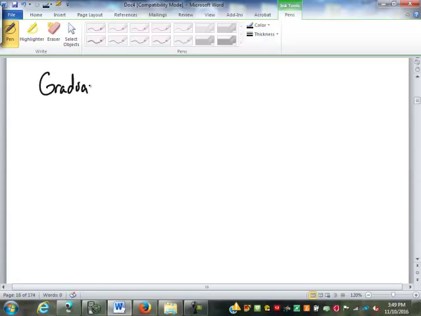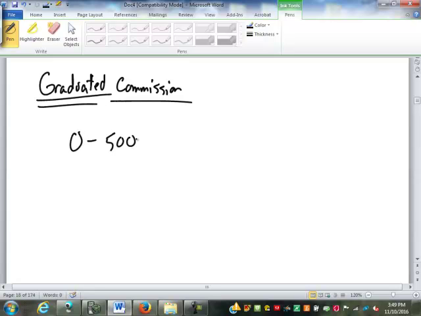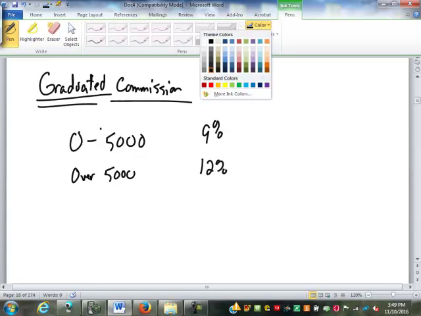Some places use what's called a graduated scale, a graduated commission, where you get bonuses for going over a certain amount. So let's say your scale is 0 to 5,000 is 9%. Over 5,000 is 12% commission.